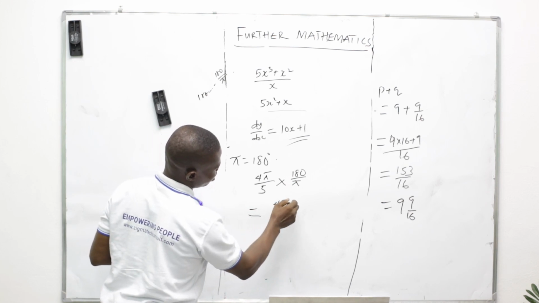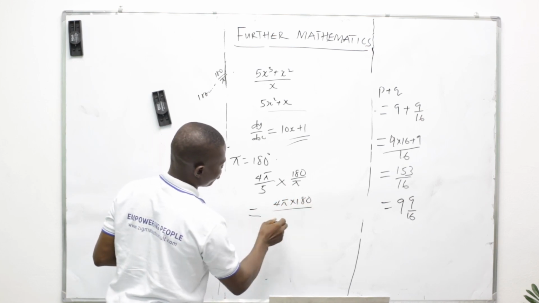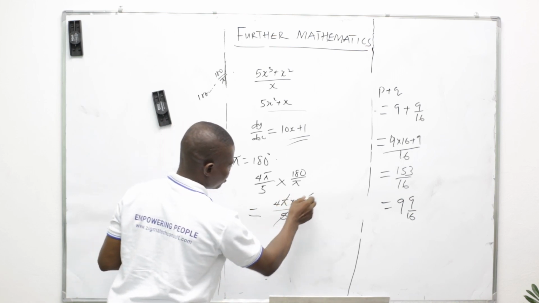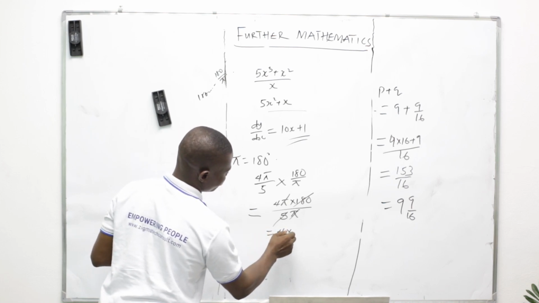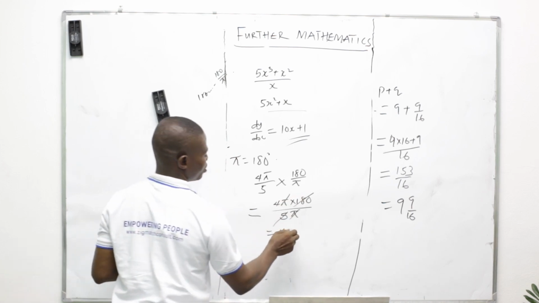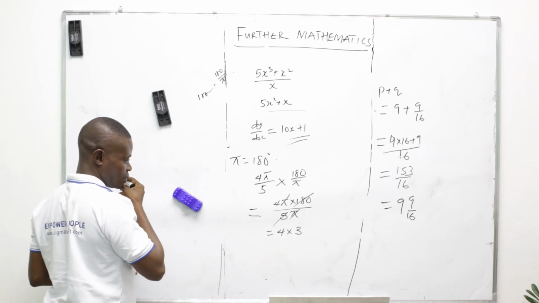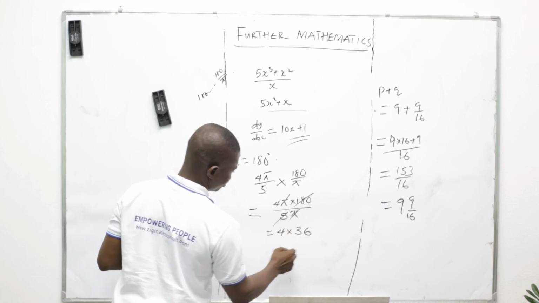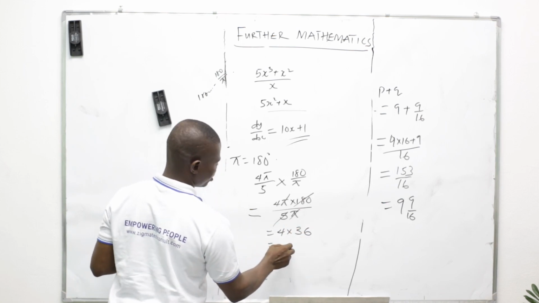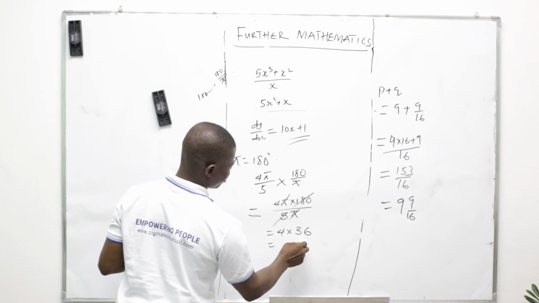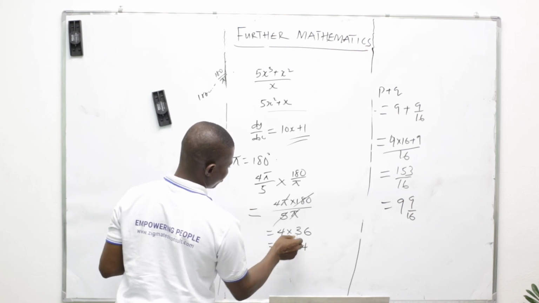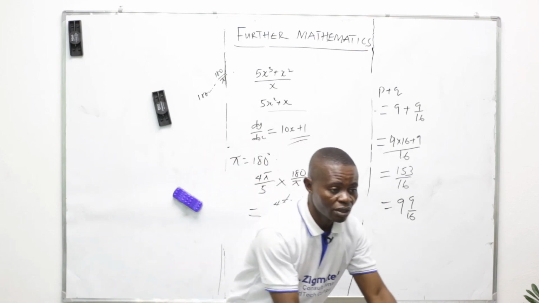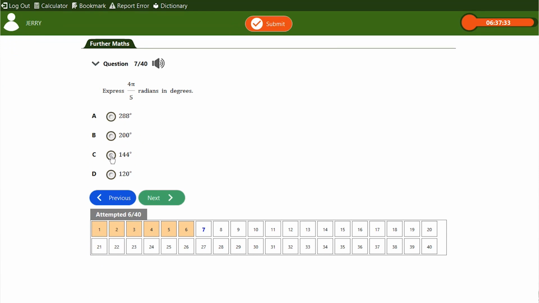What do we have now? 4 pi times 180 all over 5 pi. Pi takes care of pi. 5 in 180: 5 in 18 is 3, remainder 3, that's 36. So 4 times 36 is 144 degrees. 144 degrees.